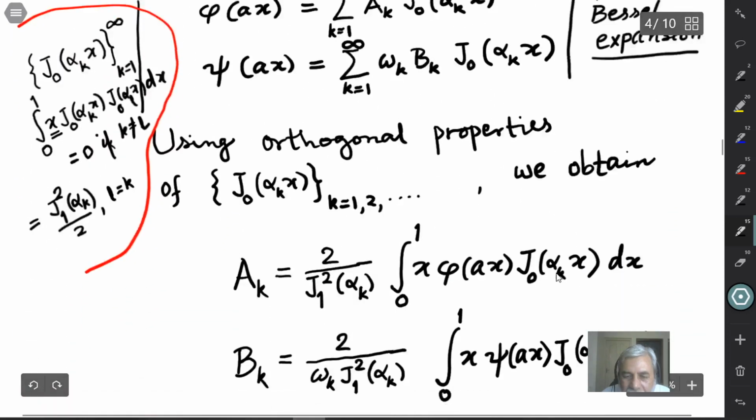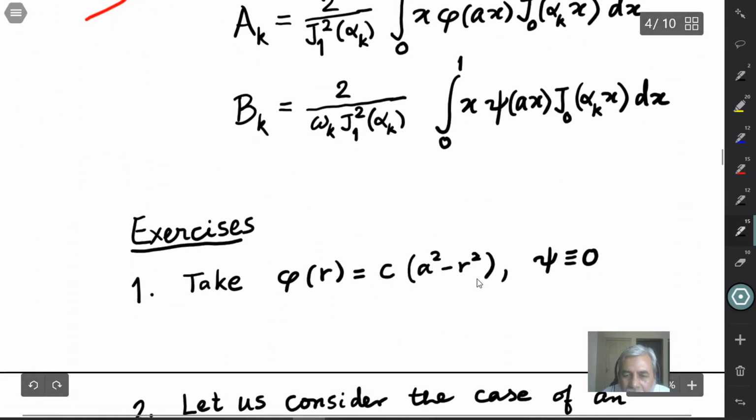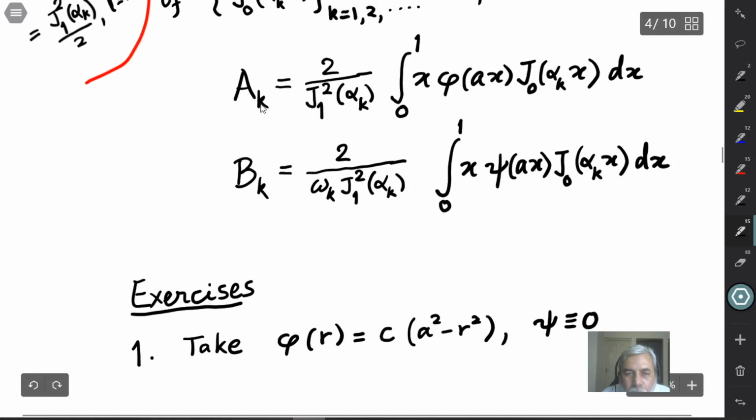So this is a very nice function, right? It's a polynomial in r, so it's smooth, etc. You only have to find out what these ak and bk are. The bk's are all 0 because psi is 0, so there are no bk's, only ak. For that again you require some knowledge about these Bessel functions.